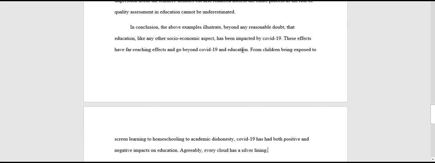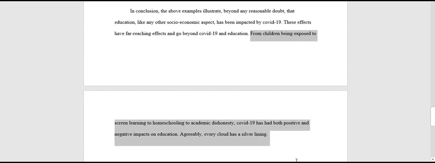Now, the conclusion is the last paragraph of your essay. The conclusion summarizes what you have been discussing throughout the essay. Now, look at the conclusion here. In conclusion, the above examples illustrate beyond any reasonable doubt that education, like any other socioeconomic aspect, has been impacted by COVID-19. These effects have a far-reaching effect and go beyond COVID-19 and education.